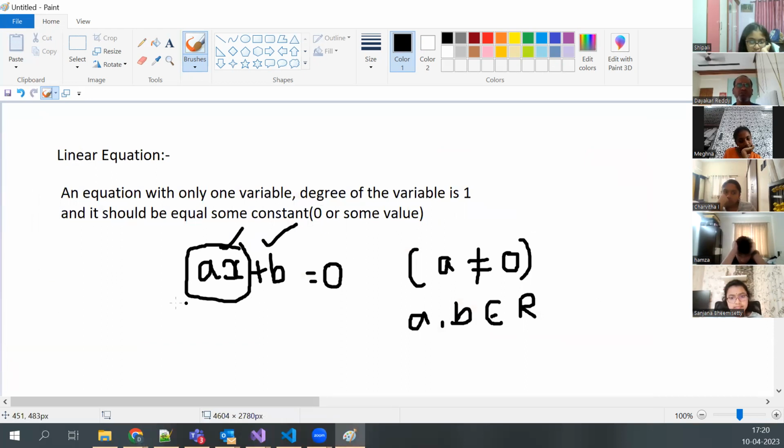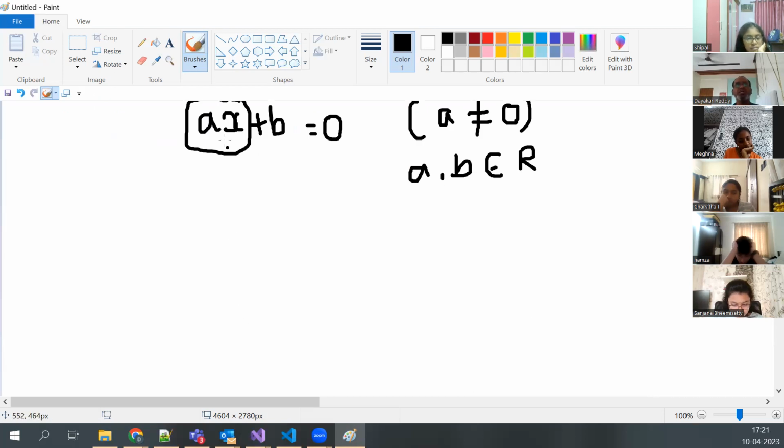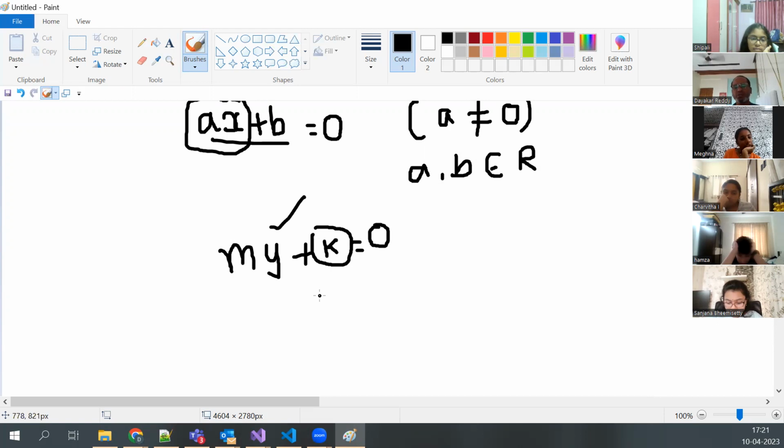So the general form of a linear equation is ax plus b equal to 0. It's not necessarily ax plus b equal to 0. We can say my plus k equal to 0. What is the variable here? The variable over here is y. What is the constant here? The constant is k. What is the coefficient of y? Coefficient of y is m.